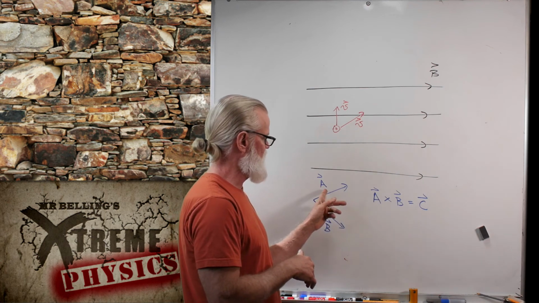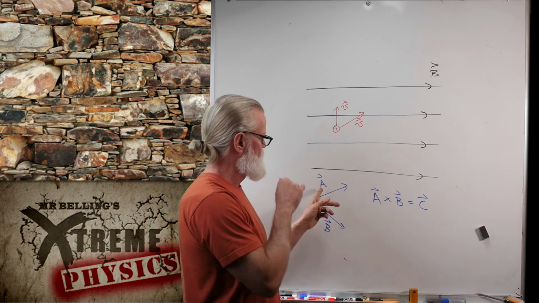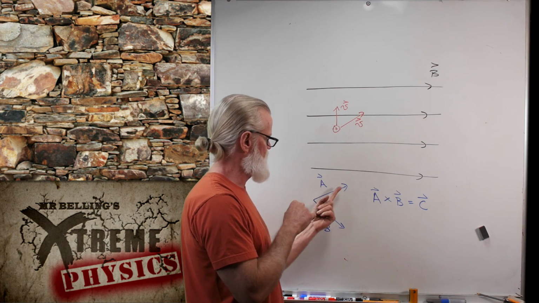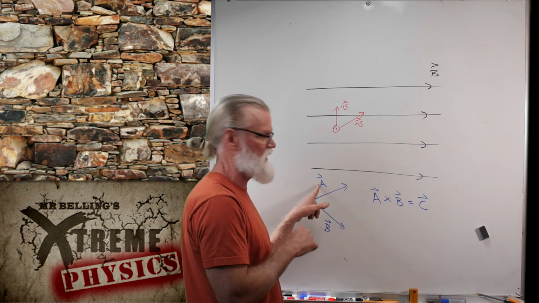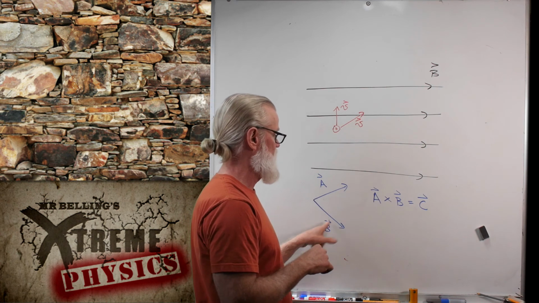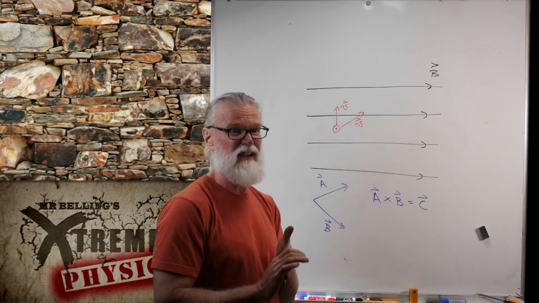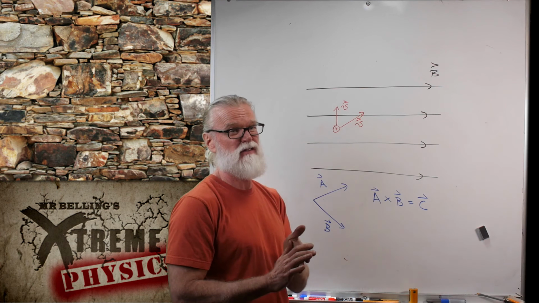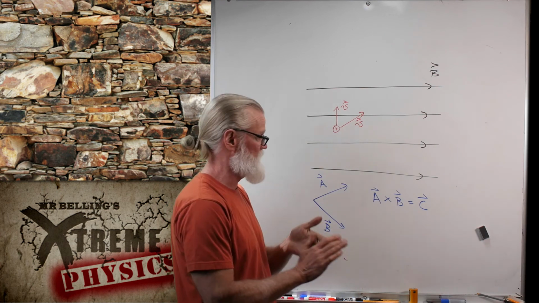Well, basically, we could talk about the magnitude too. We're going to break A into its components, and we're only going to multiply the right angle component of A with B, and that will give us the magnitude of C. But I'm more interested in the direction of C. And this is the way the cross product works.